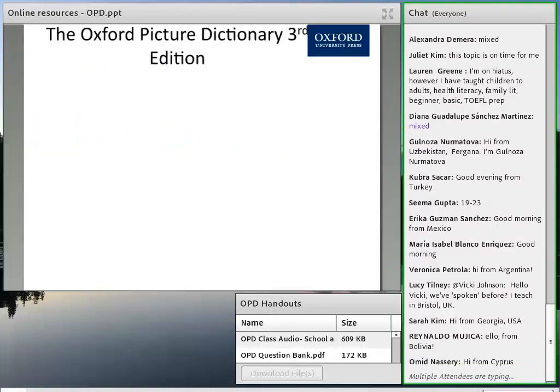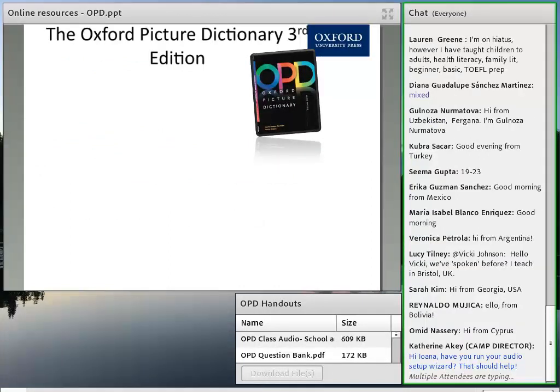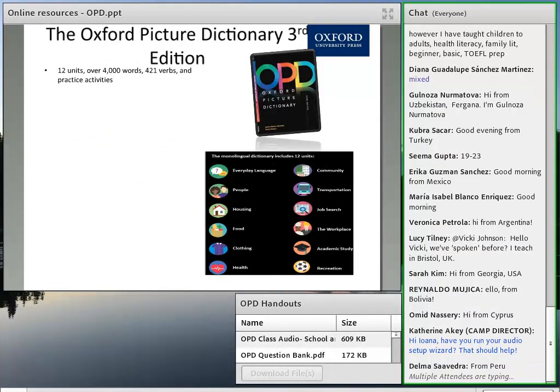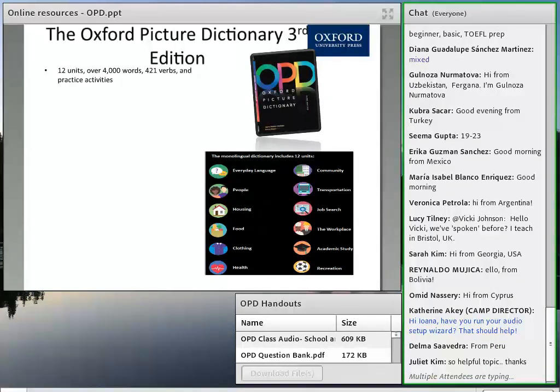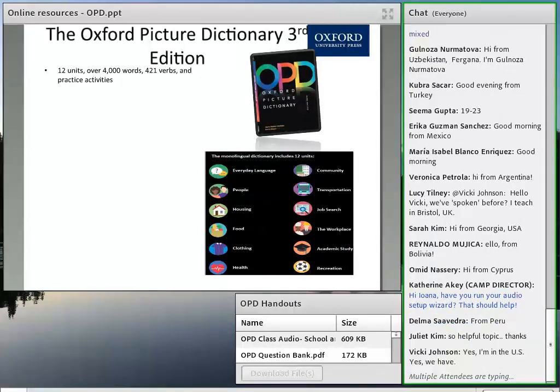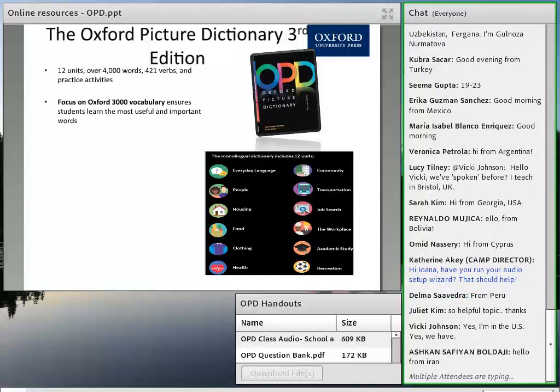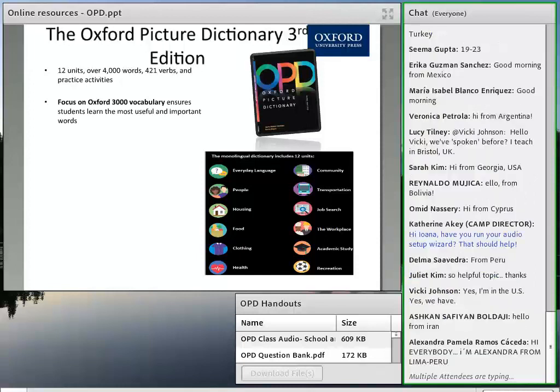So here is a little bit about the Oxford Picture Dictionary, 3rd edition. There are 12 units, over 4,000 words, 421 verbs and practice activities. You can see these 12 units on the bottom right-hand side of the screen. It focuses on the Oxford 3000 vocabulary list.